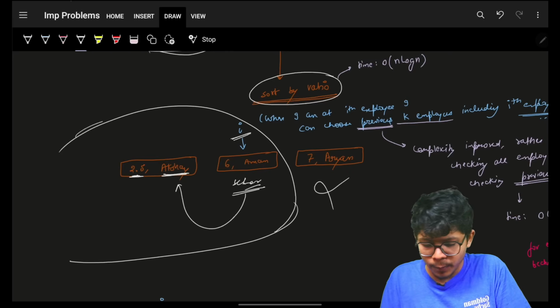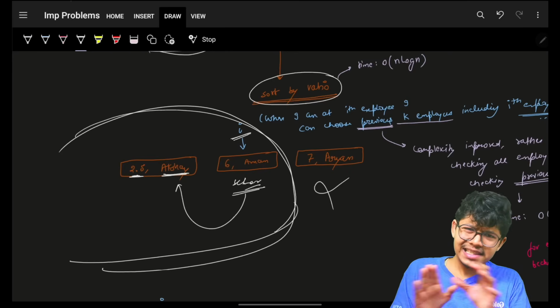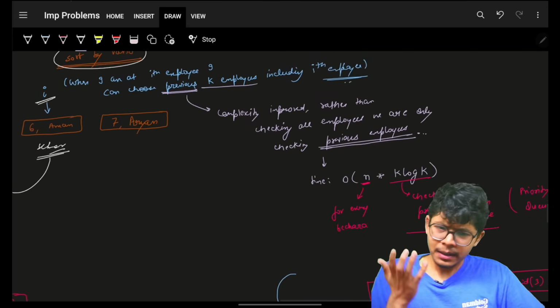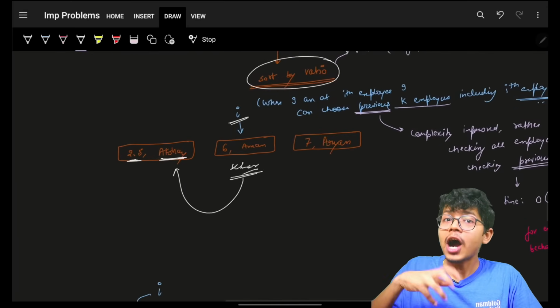Now you are just going back to people. So it is still O(n^2), but the runtime is improved. But your aim now is still to figure out how you will solve it.